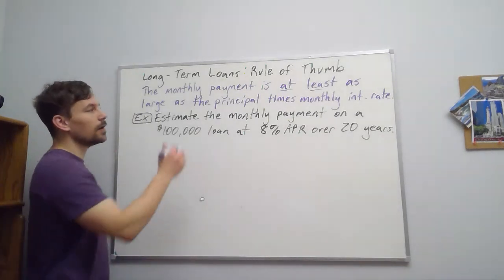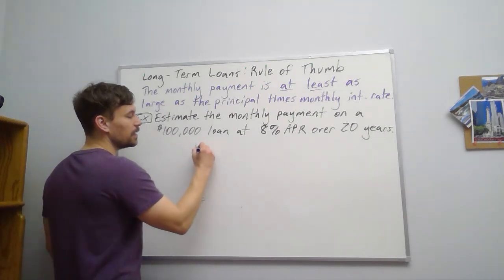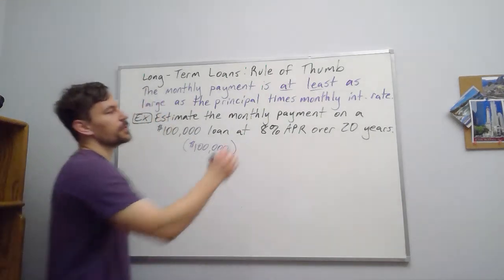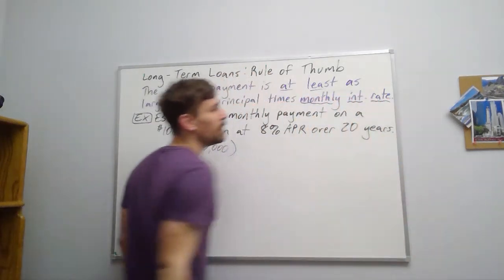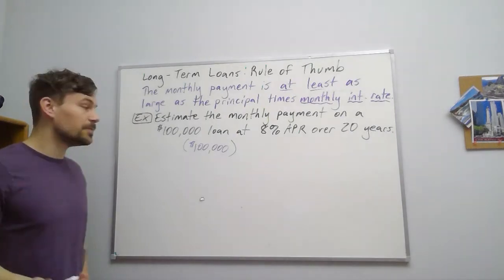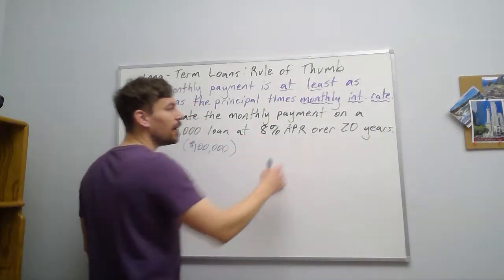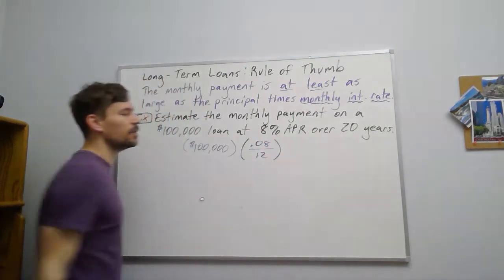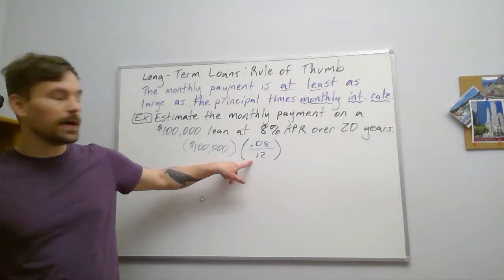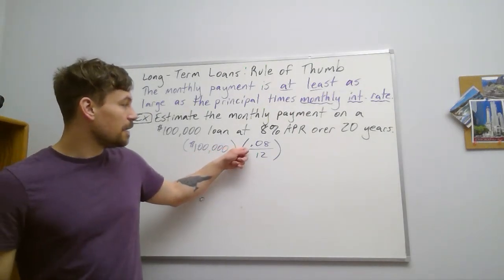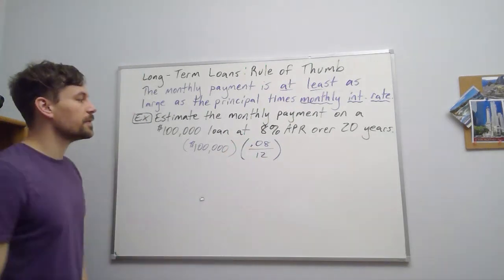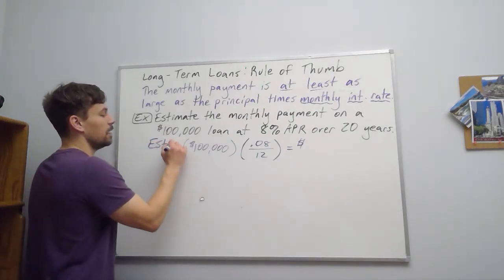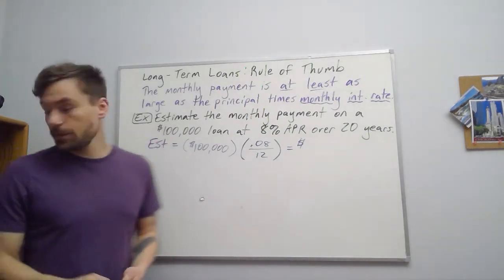So in this case, our principal is $100,000. And then our monthly interest rate, and that's the important piece there, it's the monthly interest rate, and we're going to do that also as a decimal. Well, 8% APR, we can say that's 0.08, but in order to get the monthly interest rate, we divide by 12. So principal times the APR over 12, meaning the monthly interest rate, and that's going to tell us, again, just our estimate for how much we're going to pay each month.